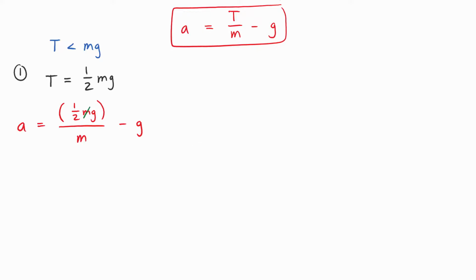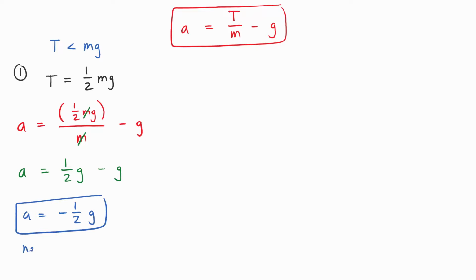So here you can see that the masses will cancel out, leaving us with the acceleration being half g minus g. So this is half of g minus 1 of g. And 1/2 minus 1 is equal to negative 1/2. And there's our negative acceleration. As predicted, we've got a negative acceleration.